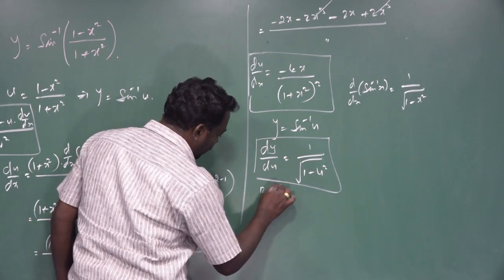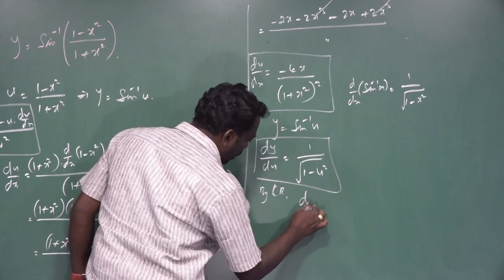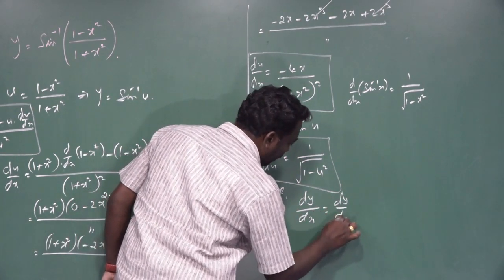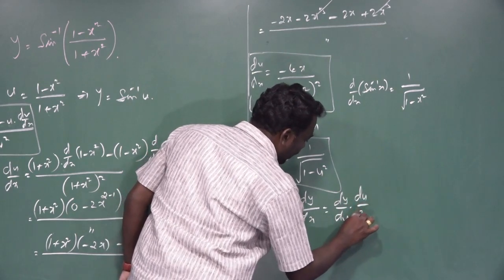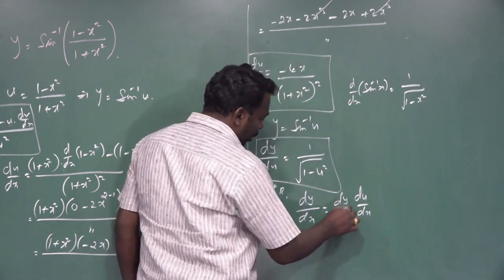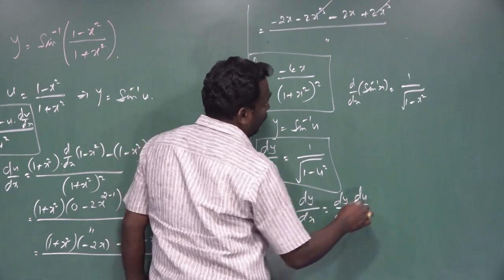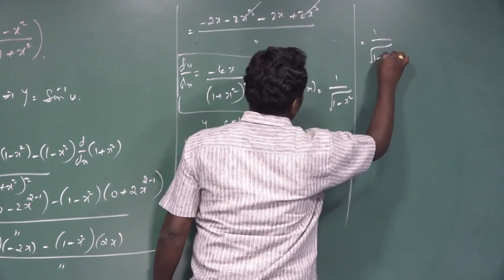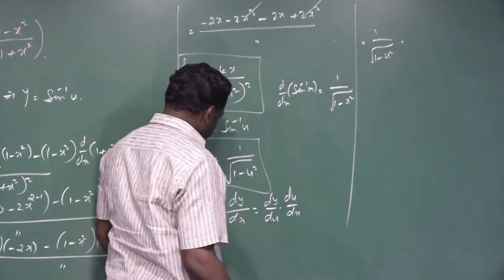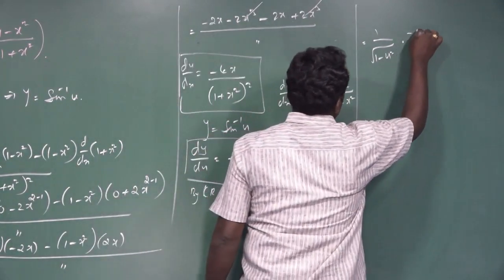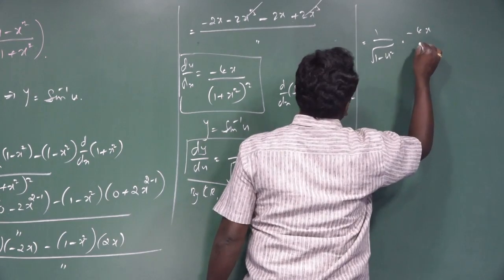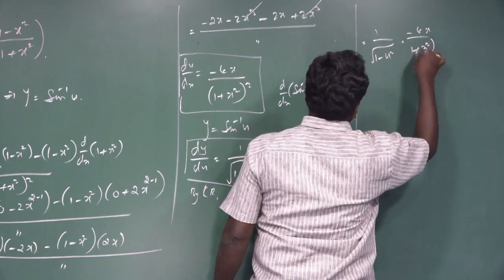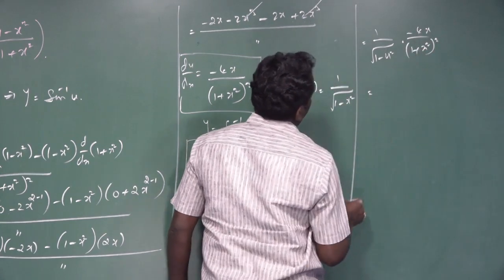By applying the chain rule. What is the chain rule? dy/dx equals dy/du into du/dx. Now just substitute the first term. What is the first term? That is equal to 1 by square root of 1 minus u square, into the second term, which is minus 4 into x by (1 plus x square) whole square.